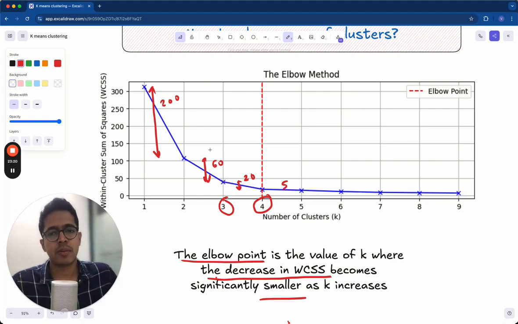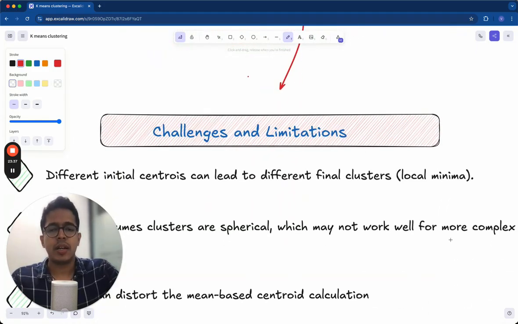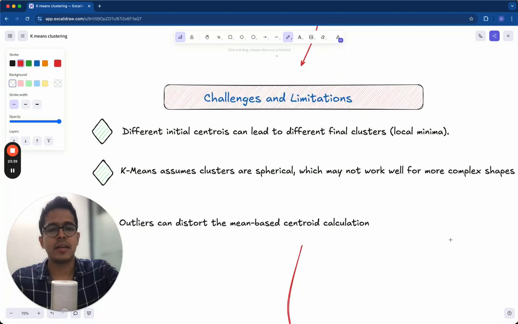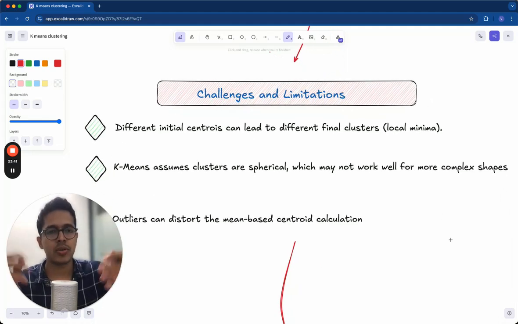So here it jumps from 200 to 60, and here it jumps from 60 to 20, and here it jumps from 20 to 5. Maybe you can say this is where the most rapid jump happens, because here it's a factor of 3. Here also it's a factor of 3, but here there is a factor of 4. It's up to you. Now we'll see this with an actual practical example, but let's discuss some challenges of this approach. Let's also discuss where exactly this kind of machine learning model is used.